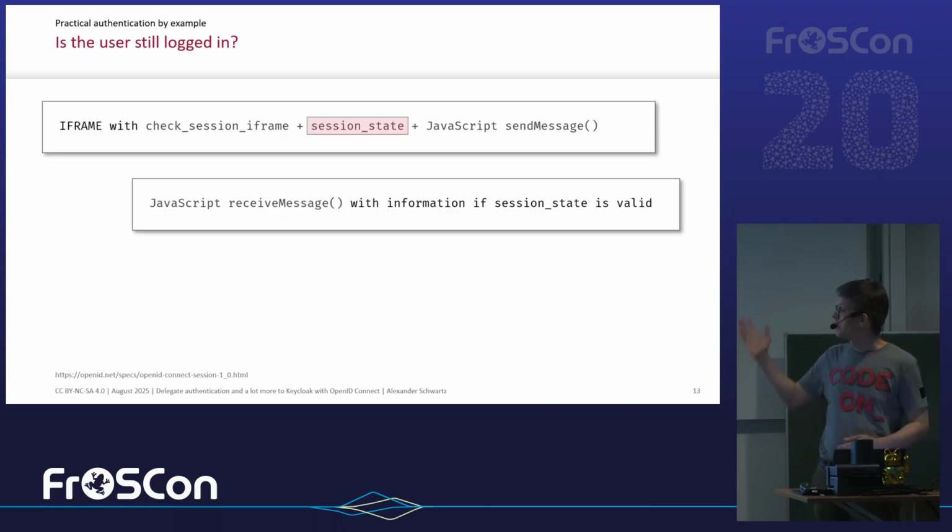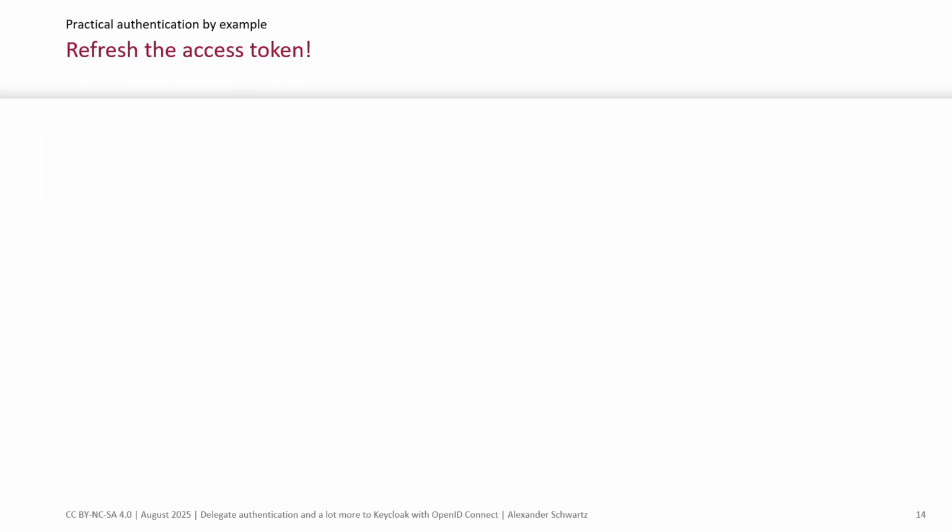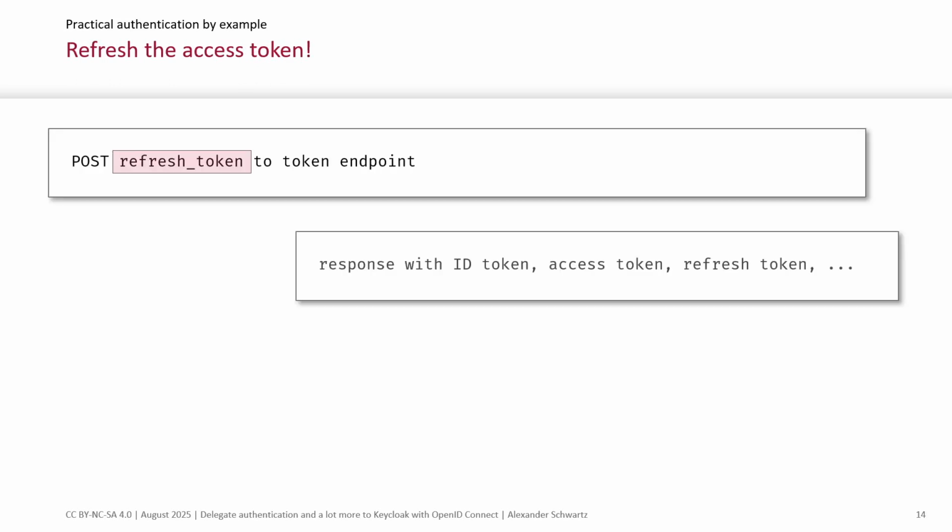Yeah, this iframe, again, as mentioned earlier, works with this session state. You send the session state to it using JavaScript, and it basically returns either that the session state is still the same, still logged in as before, or that the session state has changed. So then you know, okay, they logged in or relogged in or whatever, I should get a new token from Keycloak, or they're probably logged out. Refreshing, that's again where the refresh token endpoint comes in, and you get a new set of tokens.